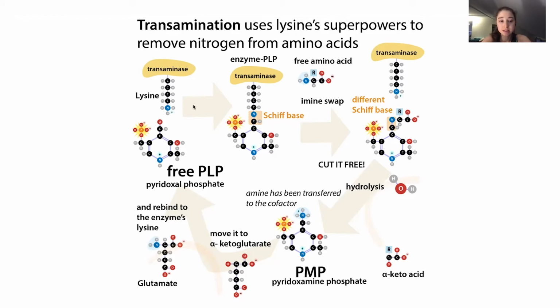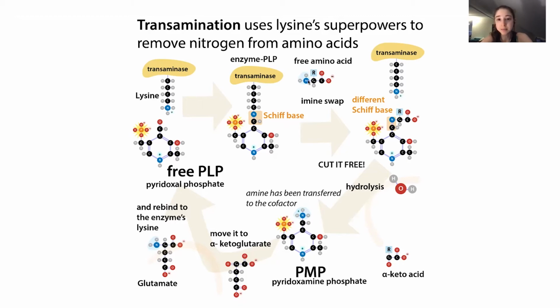Schiff bases can form when you have an amine group and an aldehyde or ketone. So here the transaminase is going to be attached to the PLP through the PLP's aldehyde group. An aldehyde is where you have a carbon double bonded to an oxygen and then a hydrogen, so it's a terminal carbonyl group. So they can form this Schiff base, and then this is held in place.